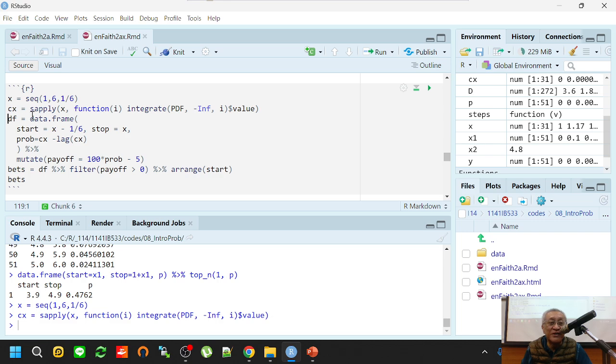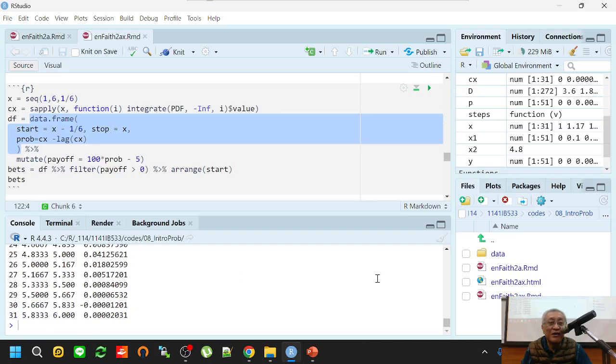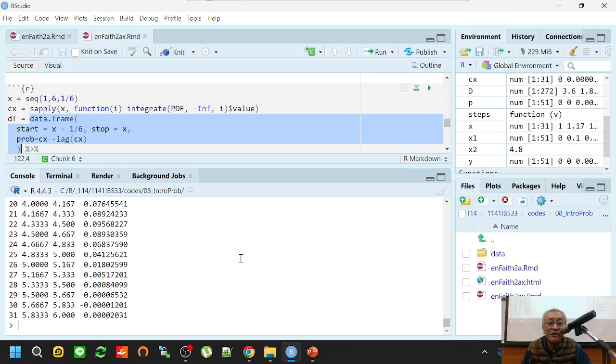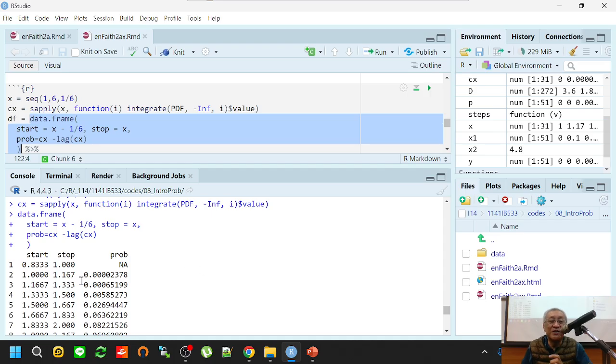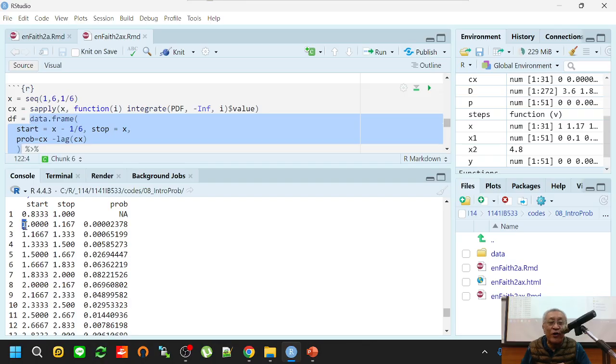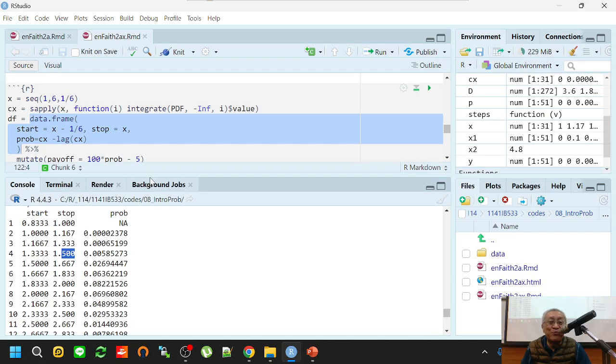we see this data frame. For every starting time, from 1 minute to 1 minute 10 seconds, then 1 minute to 1 minute 20 seconds, then 1 minute 30 seconds, there is a corresponding probability for each 10-second period. So now we know the probability of each of these 10-second periods.